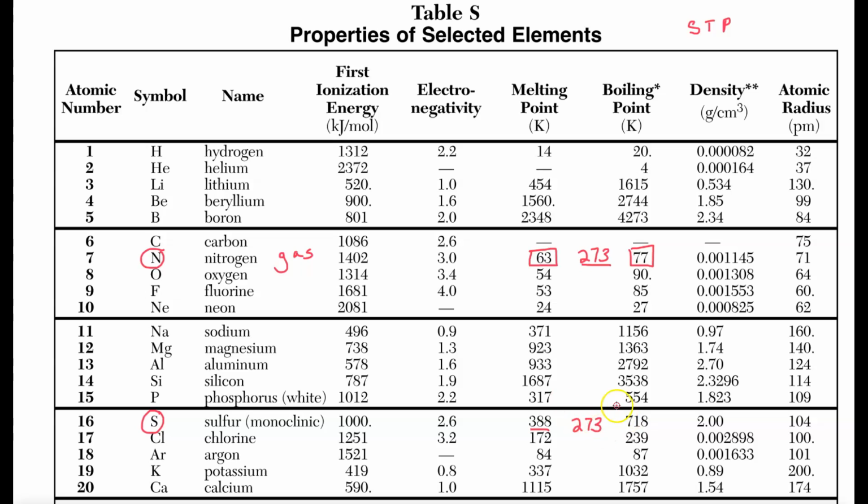Again, in this case, I'm at STP, 273. If the melting point is above my current temperature, it didn't melt yet. So it must be a solid, and that's why the choice is sulfur.